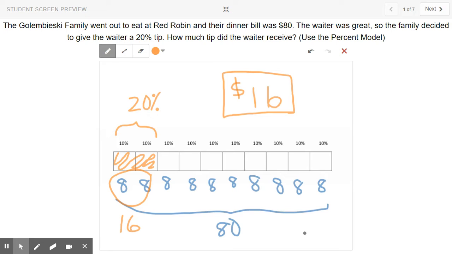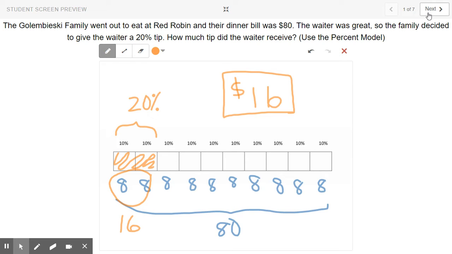Use the percent model. Since the whole bill was $80, I have the whole thing showing $80. So that means each section represents $8. So every 10% is $8. Since the family decided to give the waiter a 20% tip, I had to shade two boxes, which equals 20%. So the amount for 20% is 16. So the family left a $16 tip on an $80 food bill.